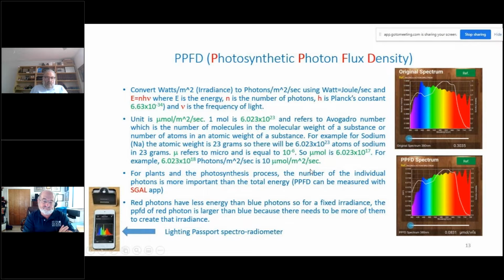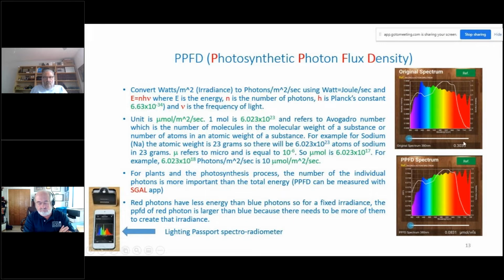And then we use this unit called micromole. So mole is a unit that is borrowed from chemistry, 6.023 into 10 to the 23, which is the Avogadro's number. And a micromole is 1 millionth of that, which is 6.023 into 10 to the 17. So rather than saying we have 6.023 into 10 to the 18 photons per meter square per second, for example, we can just say you have 10 micromoles per meter square per second. And this is much faster and easier to use.